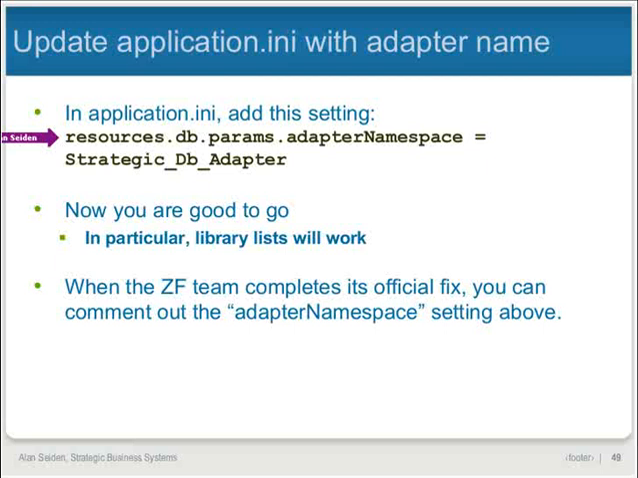So what this is really helping you with is making sure that library lists work properly. That's one of the important things. When Zend Framework is updated to work with all of this, then in an official tested release, you could comment out the application.ini line above. So I hope that's clear. You can ask about it in the Q&A afterward, but I assure you this works pretty well.